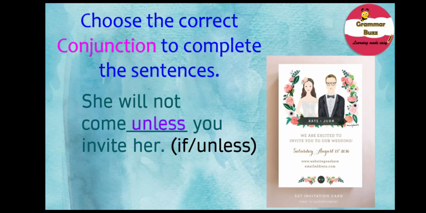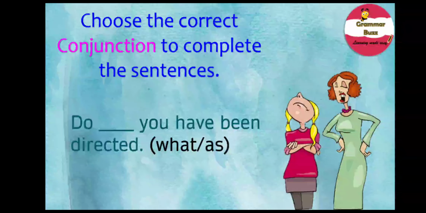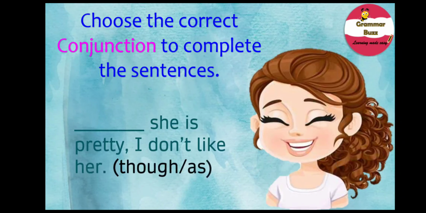So what do we have here? Do as you have been directed. So what is the subordinating conjunction that you would use in this sentence? Are you confused? I don't think so. You are really smart and you have figured it out. And it is, do as you have been directed. So the subordinating conjunction in this sentence would be as. Excellent. Good job. And here is the last one for you.